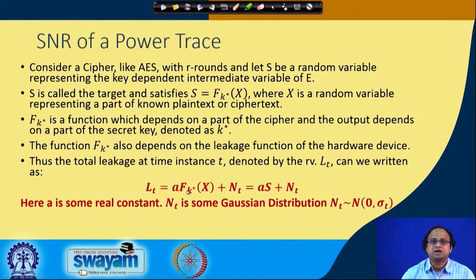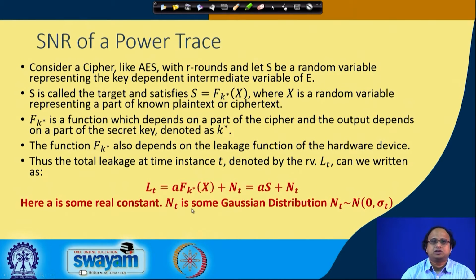Therefore, there will be some portion which is proportional to this Fk star X, denoted as A Fk star X, where A is some real constant indicating the proportionality. This is superimposed with a portion called NT, which is basically a Gaussian. As we have discussed, at every time instance there is an amount of electrical and algorithmic noise, which is modeled as NT. So you can simplify this and write it as AS plus NT, where Fk star X is nothing but S.